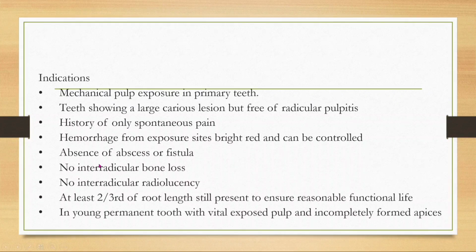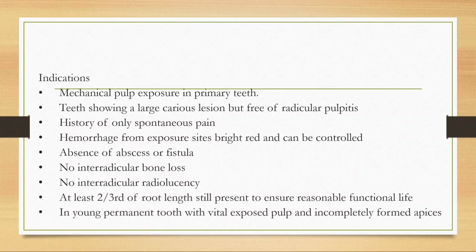Then there is absence of abscess or fistula. It means there is no periapical or radicular infection. There is no bone loss, there is no interradicular radiolucency, and at least 2/3 of root length is still present to ensure reasonable functional life, and a young permanent tooth with vital exposed pulp and incompletely formed apices.